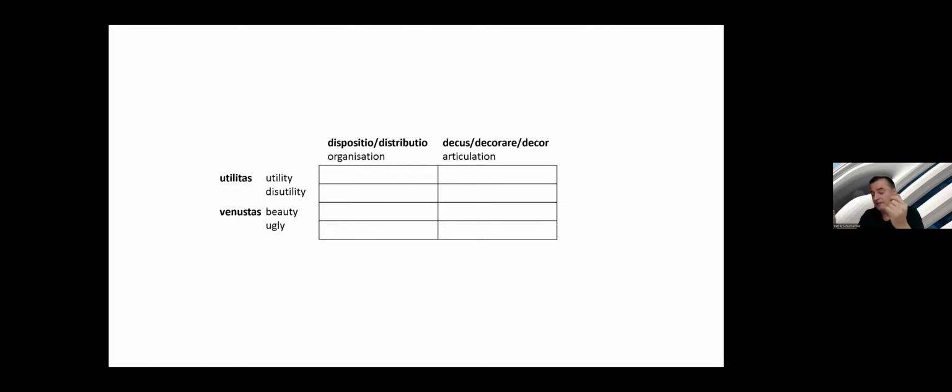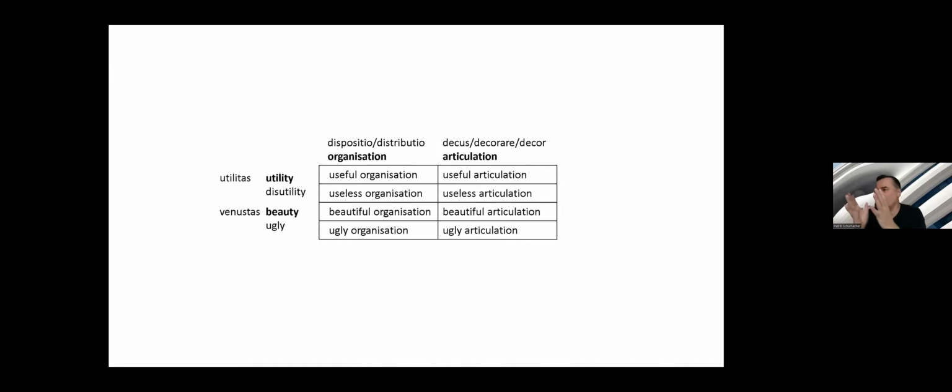And that's what's happening actually. So these value concepts of utility and beauty need to be operating across these key aspects of the task of architecture. So we have useful organization and useless organization. We have useful articulation and useless articulation, which is, for instance, illegible or misguides us. And we have beautiful organization, ugly organization. We have, of course, beautiful articulation and ugly articulation. So that's the way I want to talk about this.